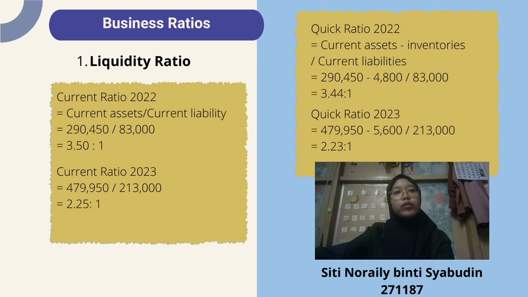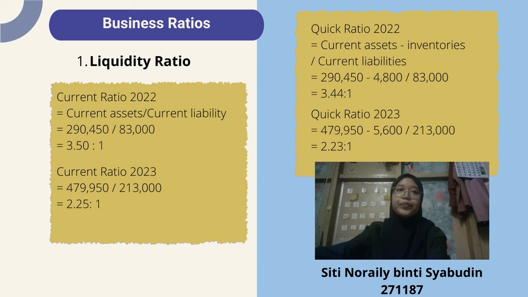Okay, for the quick ratio, the formula is current asset minus inventory, divided by current liabilities. In 2022, the quick ratio for Sweetylicious is 3.44 to 1, which means that for every 1 ringgit of current liabilities, Sweetylicious has 2 ringgit and 44 cent of liquid asset available to pay the debt. And in 2023, the quick ratio of Sweetylicious is 2.23 to 1, which means that the company has 2 ringgit 23 cent of liquid asset available to pay the debt for every 1 ringgit of current liabilities.